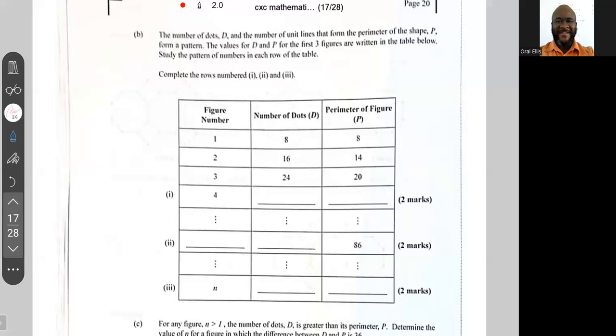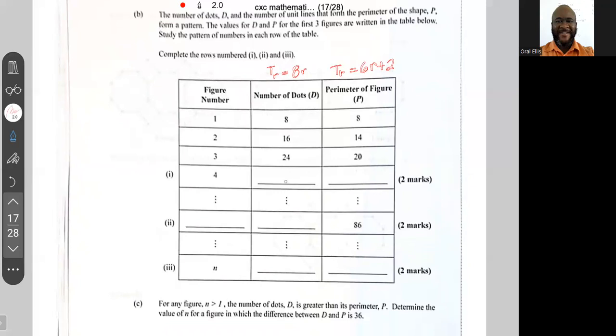So the number of dots seem to be going up by 8. So the general term TR is equal to 8R. The perimeter seems to be going up by 6. So TR is equal to 6R. So 6 ones are 6, plus 2 to get 8. So the general term TR is 6R plus 2. So here it's going up by 8, so the next one is 32 here. This is going up by 6, so the next one here is 26. So that row is finished.